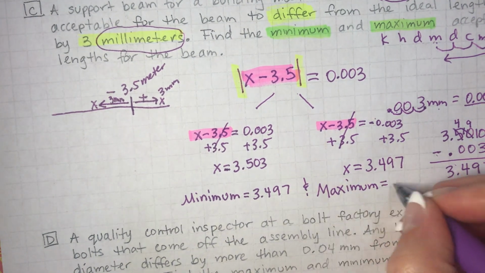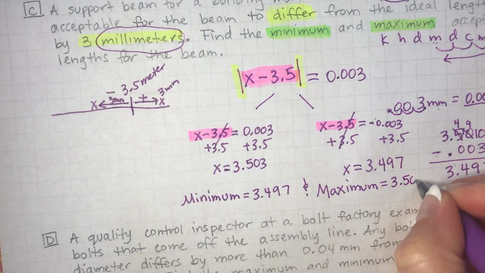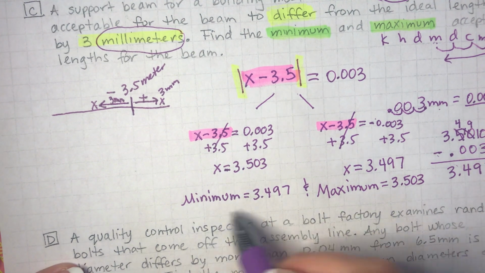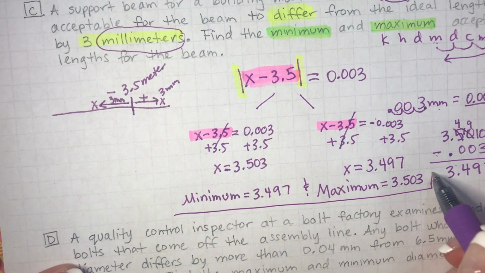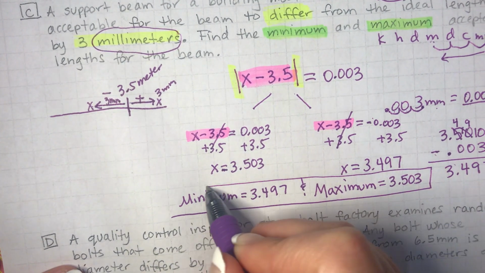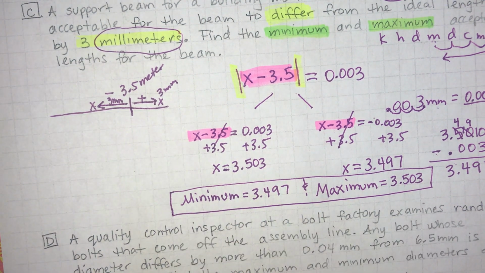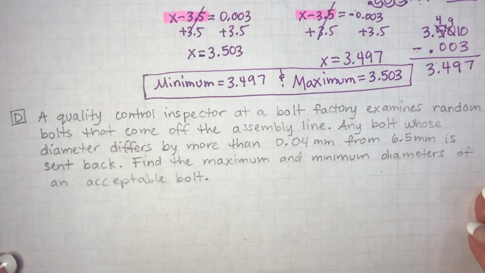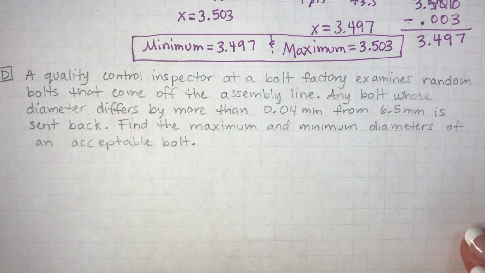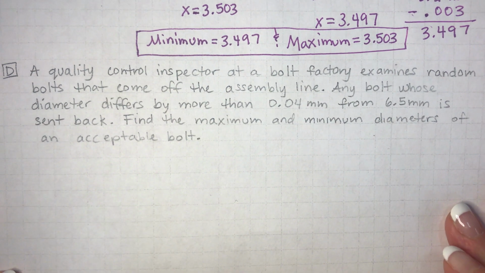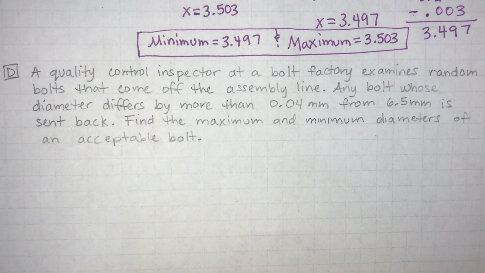Okay, maximum is equal to 3.503. And that's our minimum and our maximum. Perfect. Okay, on to the next equation. What do we have? Letter D. Okay, let's go ahead and read it. It says a quality control inspector at a bolt factory. Does everybody know what bolts are?